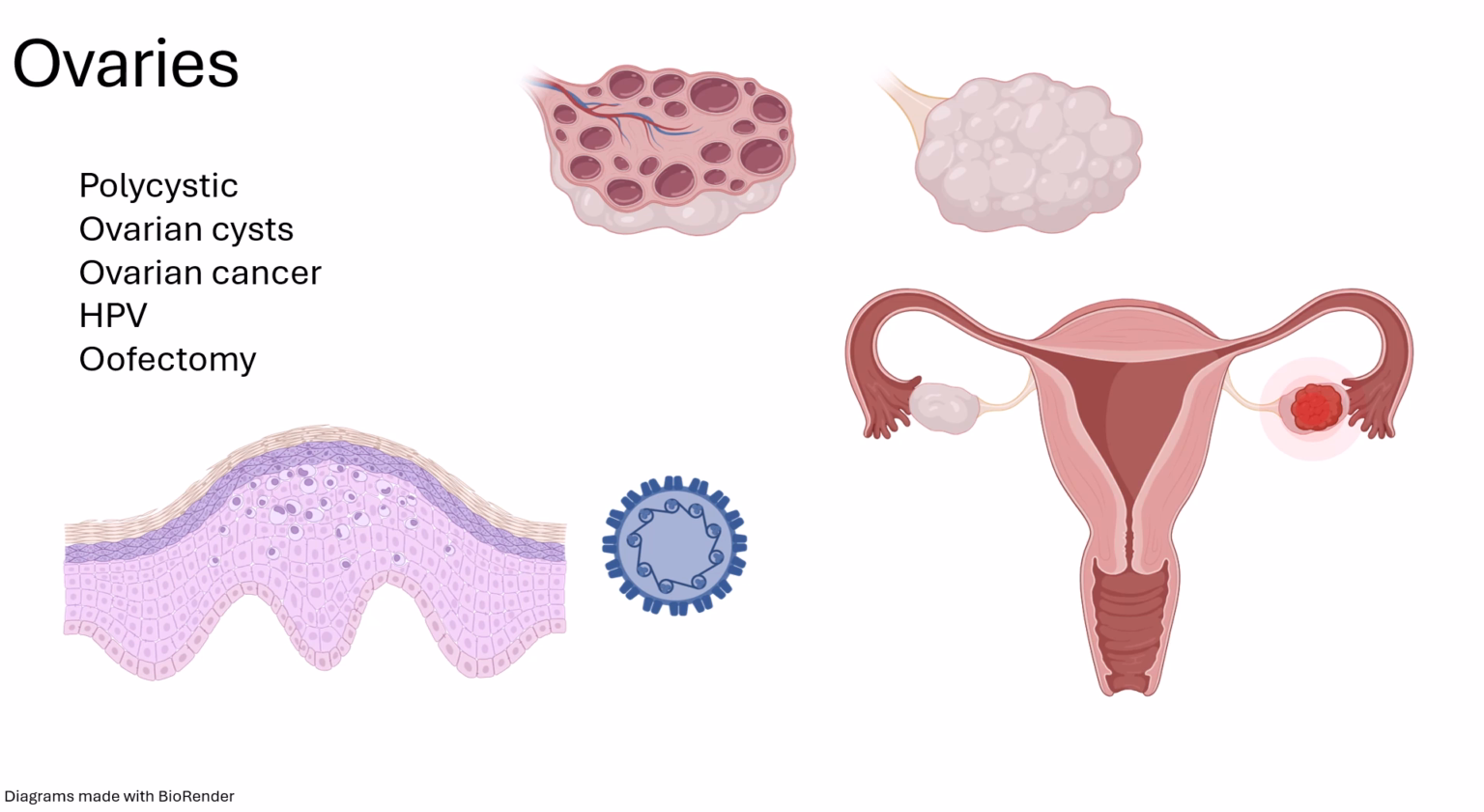An oophorectomy is the surgical removal of one or both ovaries, often performed to treat ovarian cancer, cysts, or to reduce the risk of cancer in high-risk individuals. Removing the ovaries can induce early menopause, it can affect hormone levels, certainly affects fertility, and it can affect overall cardiovascular health.